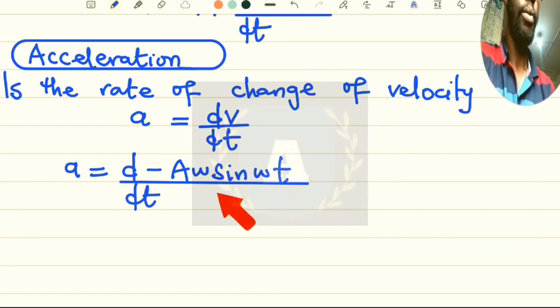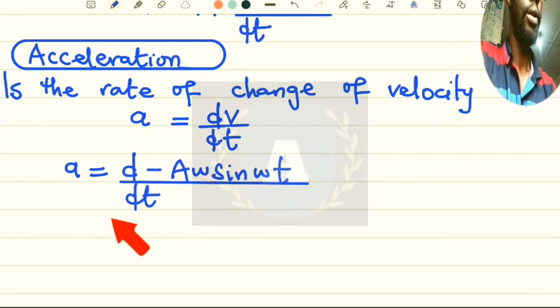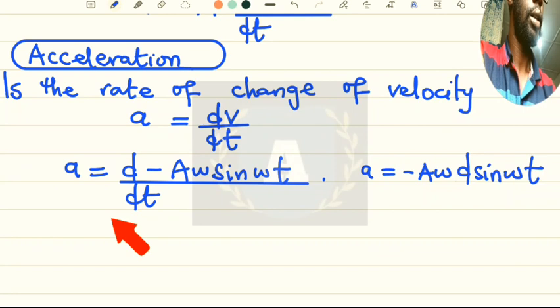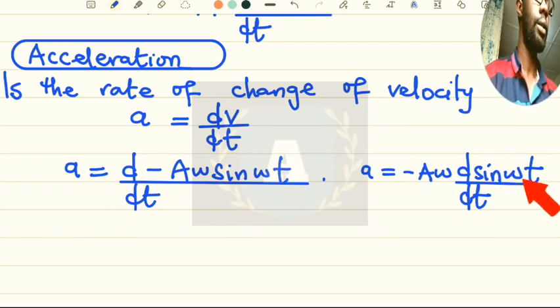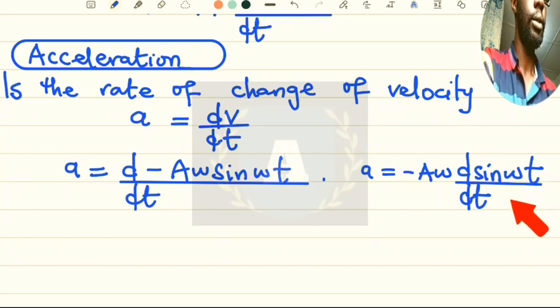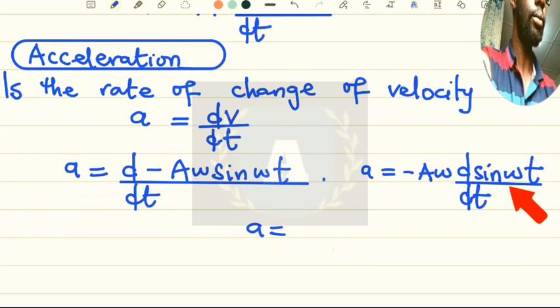Okay, so when we bring these two out, you bring them as a constant so that we can differentiate this. So acceleration will be equal to minus a omega d of sine omega t over dt. Okay, so now we can differentiate this. Minus sine theta is cos theta, so acceleration will therefore be equal to, this one will give us cos omega t.